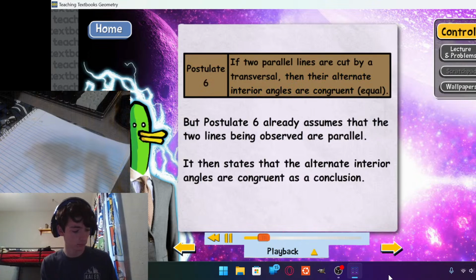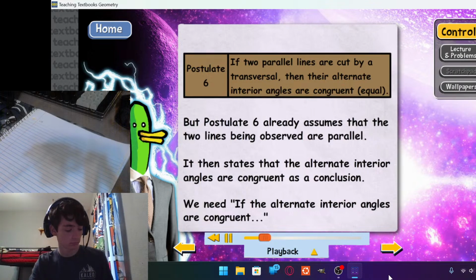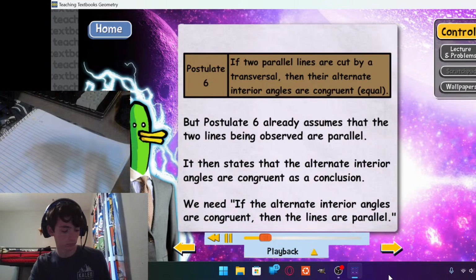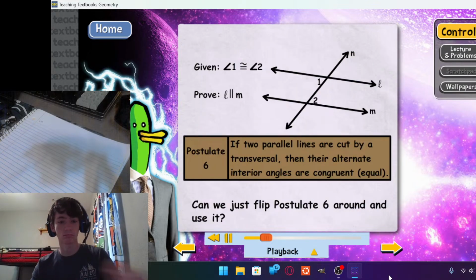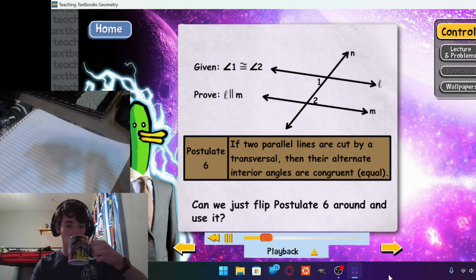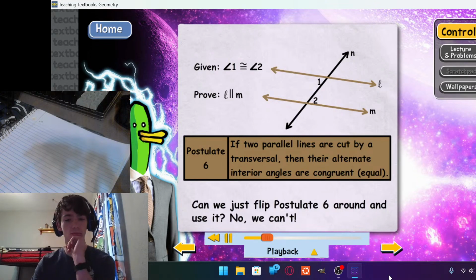We need the opposite. We need this to be flipped around. We need to say if the alternate interior angles are congruent, see, that's what we're assuming here, then the two lines are parallel. And then here's the big question. Are we allowed to just flip this thing around and use it? Can we just switch the if and the then statement and then use it to prove that these two lines are parallel? The answer is no. And the reason is that according to the rules of logic, if we start with a true statement and then flip it around, the new statement does not have to be true. This is a really important point.